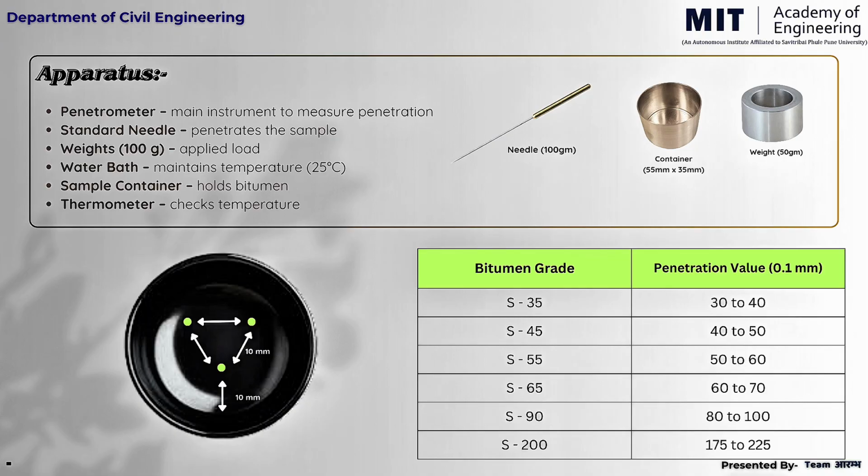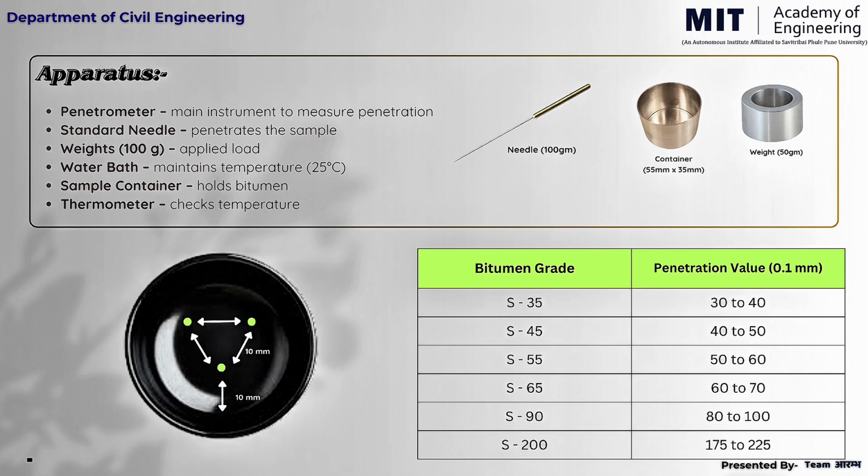Now coming to the diagram, while taking multiple readings, each penetration point should be at least 10 mm away from the previous point. This is done to avoid the effect of the previous hole or loose bitumen, which may give wrong readings. Now coming to the table shown on screen.